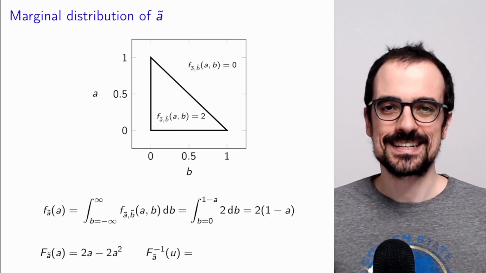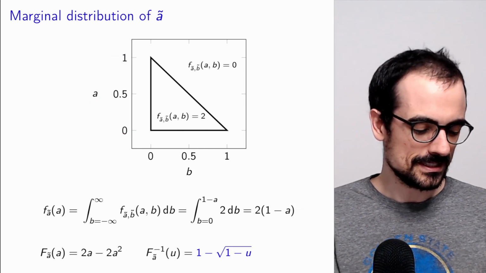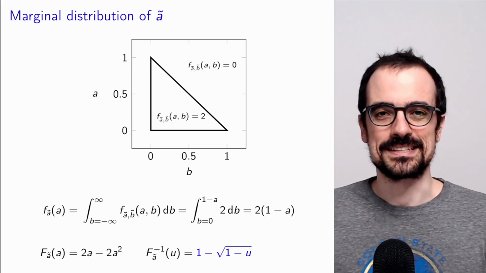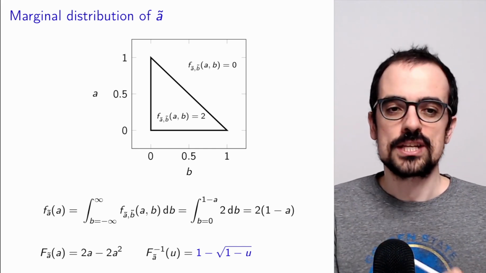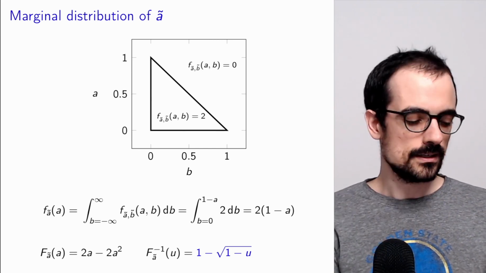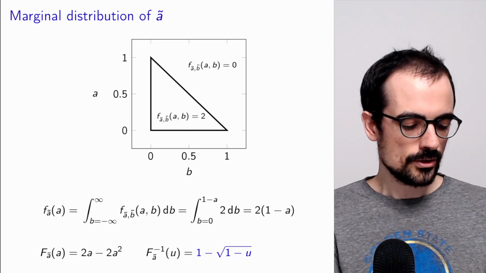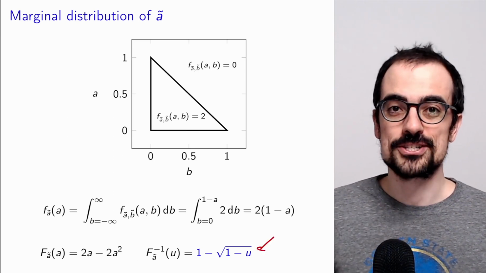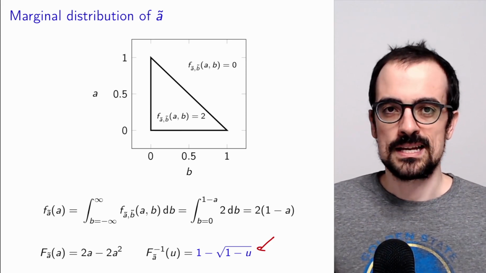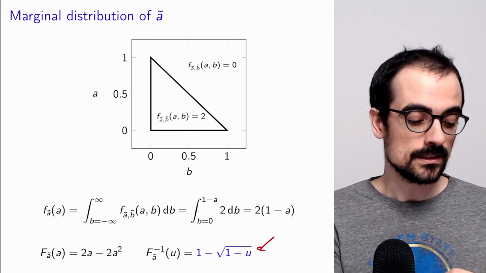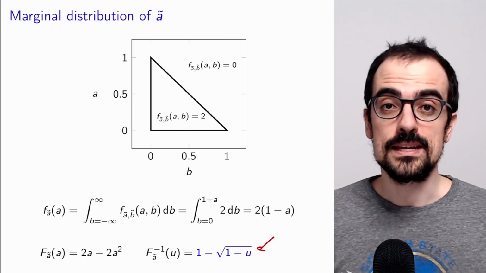Anyways, you can check that this value is actually correct. I mean, I am able to do it because I did it originally to create these slides, right? So yeah, you can check that if you plug that in, that's the inverse of the CDF. So if you feed in uniform samples through this formula, you're going to get samples from the marginal PDF of A.